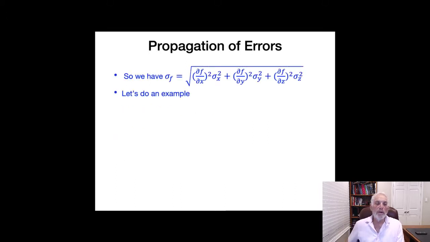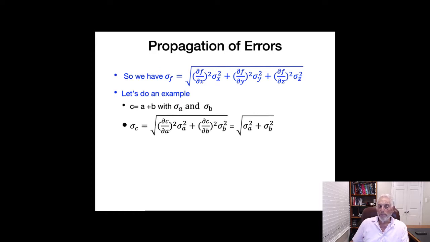Okay, so there's the formula again. Let's consider just adding two numbers. C is equal to a plus b. We have sigma a, we have sigma b. We want to know what sigma c is. What's the uncertainty in c? So we apply the formula. We say sigma c is the square root of the partial of c with respect to a, and the partial of c with respect to a is just 1, because the derivative of c with respect to a is, this term is 1, this term is 0, it's 1.